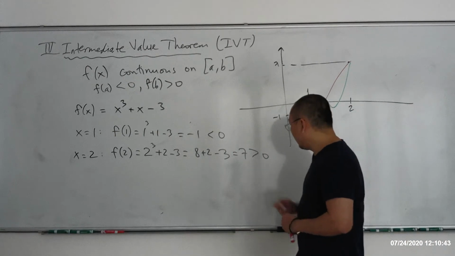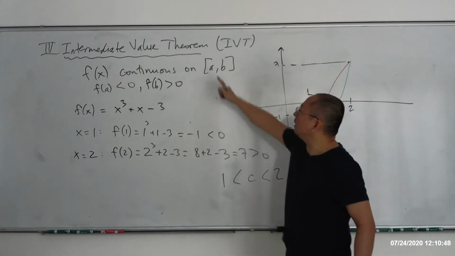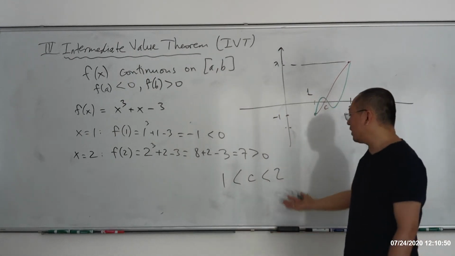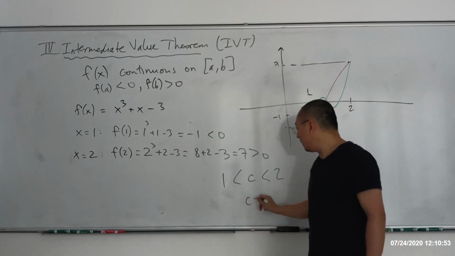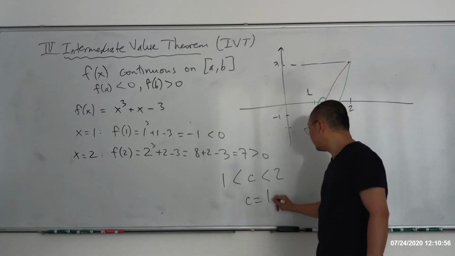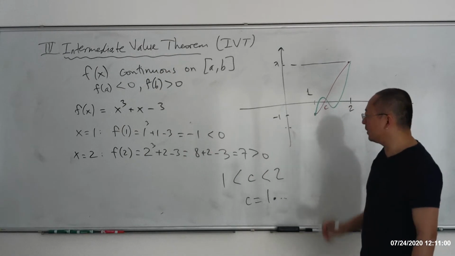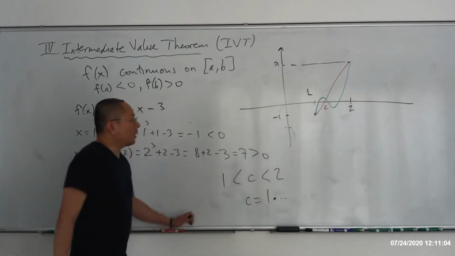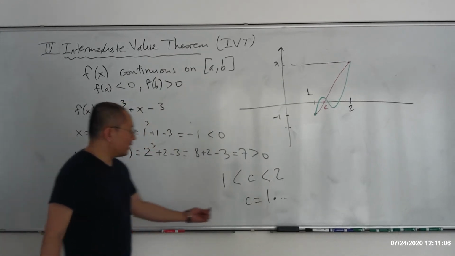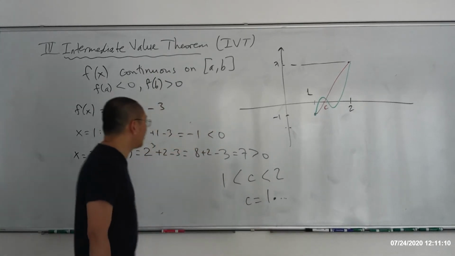So I know that c is somewhere between 1 and 2 by the intermediate value theorem. Even though I still don't know the exact value of c, at least I know that c is going to be equal to 1 point something. Okay? Because it's between 1 and 2. Now, what can we do to increase the accuracy of c? Okay, find c more precisely.